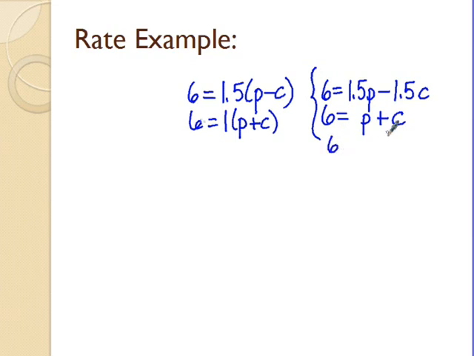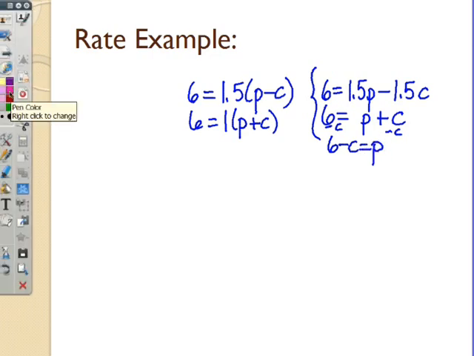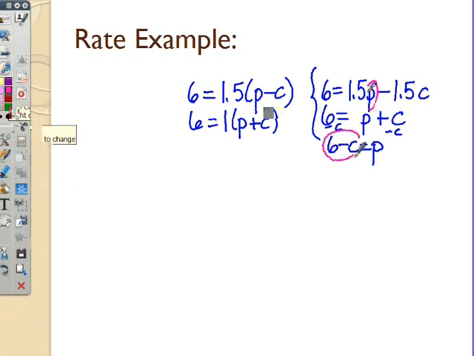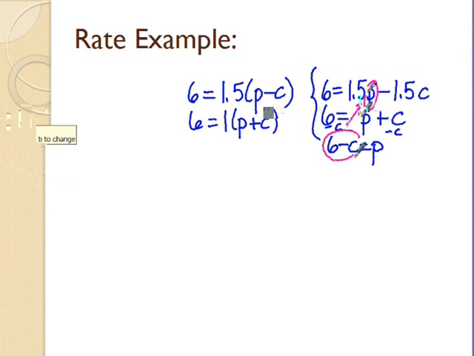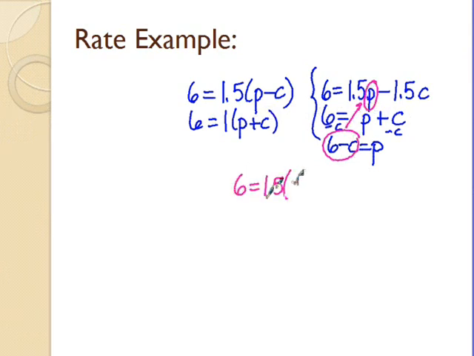So I'm going to subtract C from both sides and get 6 minus C equals P. And I'm going to plug that in for P. I'm going to change colors. It's a little easier to see what I'm doing. So I'm going to take P in my first equation and replace it with 6 minus C. And that gives me 6 equals 1.5 times (6 minus C) minus 1.5C. It's okay also to multiply by 10 to get rid of the decimals if you prefer. A lot of options here.